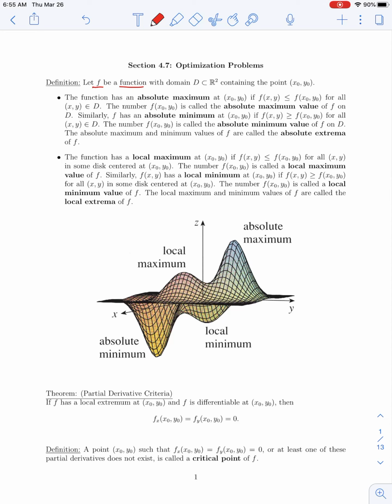So to start out this section, let's introduce some terminology. Here we will let f represent a function which has a domain capital D, which is some subset of the real plane, and our domain contains the point (x0, y0). So we would say that this function has an absolute maximum at the point (x0, y0) if the value of our function f at that point (x0, y0) is greater than or equal to the value of f(x, y) for every point (x, y) in the domain of our function.